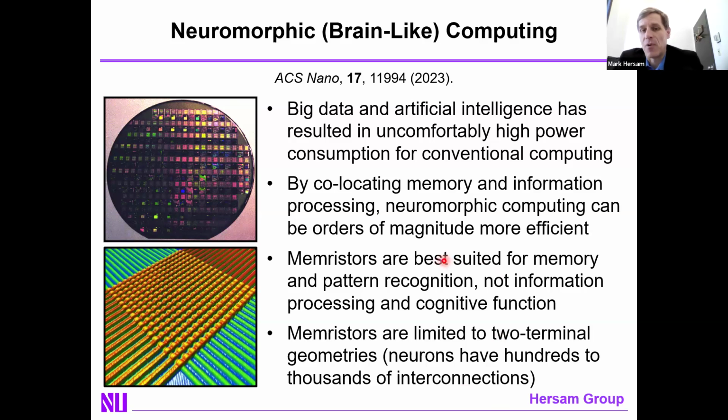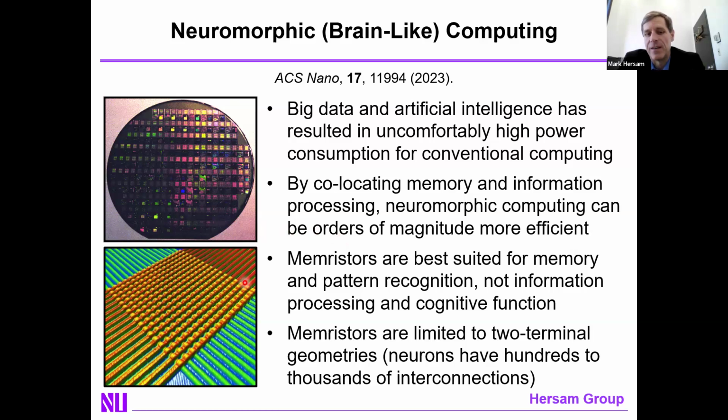In contrast, in the brain, memory and information processing are co-located in space, and this implies that neuromorphic computing has the potential to be orders of magnitude more efficient. Because this is difficult to implement using conventional silicon transistors, different devices are now under consideration. One of the most popular is the memristor. This is a resistor that remembers its voltage history.